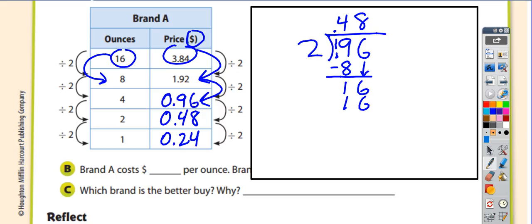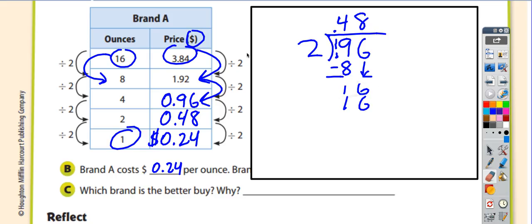And let's remind ourselves what we just calculated. We just calculated the price for 1 ounce of brand A. So I can actually go down to my question B. It says brand A costs blank per ounce. I'm going to write that as 0 and 24 hundredths. That's 24 cents.